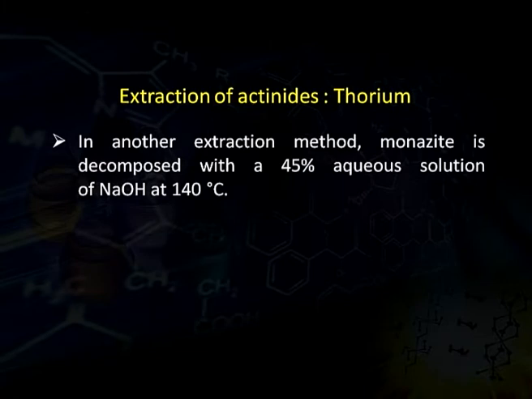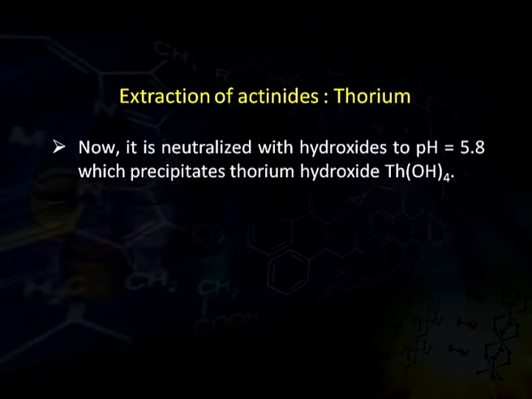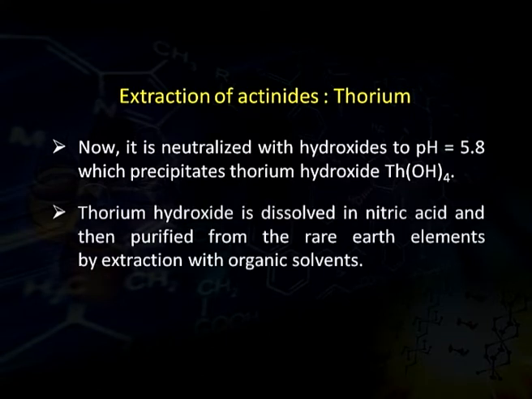In another extraction method, monazite is decomposed with a 45% aqueous solution of sodium hydroxide at a temperature of 140 degrees centigrade. Mixed metal hydroxides are extracted first, filtered at 80 degrees centigrade, then washed with water and dissolved in concentrated hydrochloric acid. Now, it is neutralized with hydroxide to about pH 5.8, which precipitates thorium hydroxide, Th(OH)4. Thorium hydroxide is then dissolved in nitric acid and purified from the rare earth elements by extraction with an organic solvent.